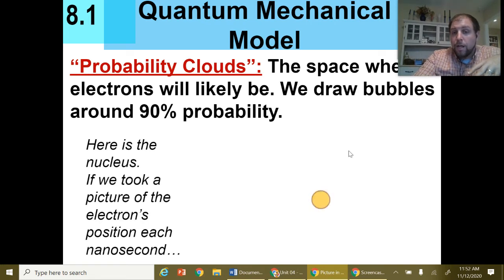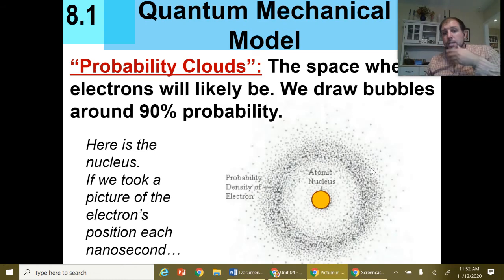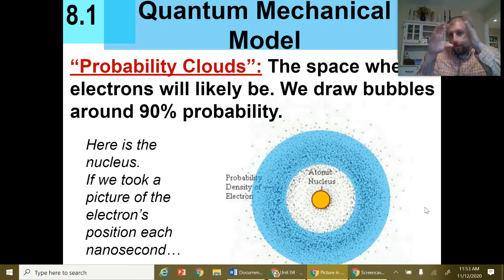So here's an example, all right? Here's the nucleus of an atom, and here is a picture. If we could take a quick shutter picture, like a flip book, billions of times a second, what we are seeing here is where the electrons would likely be around the nucleus. Each picture is like an appearance of an electron, right? So a billion pictures, stack them all together, that's what it looks like. And with this probability cloud, we would just draw a bubble around the area where the electrons are most likely to appear. All right, this represents where we are 90% of the time going to find these electrons.